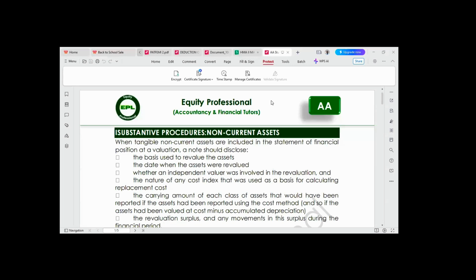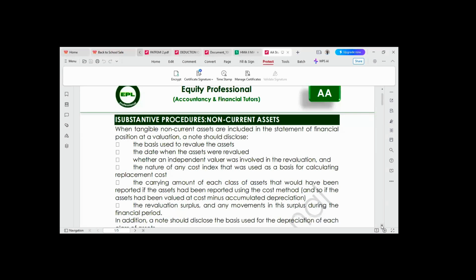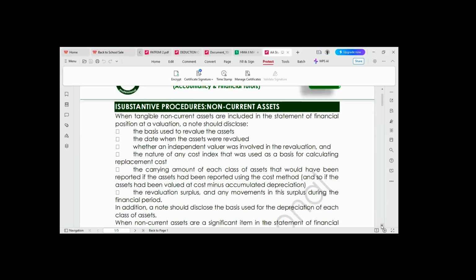Other disclosures that the note should include are the carrying amount of each class of asset that would have been reported if the asset had been reported using the cost method, so if the asset had been valued at cost minus accumulated depreciation. Then others are the revaluation surplus and any movement in the surplus during the financial period. So what we are saying is this.